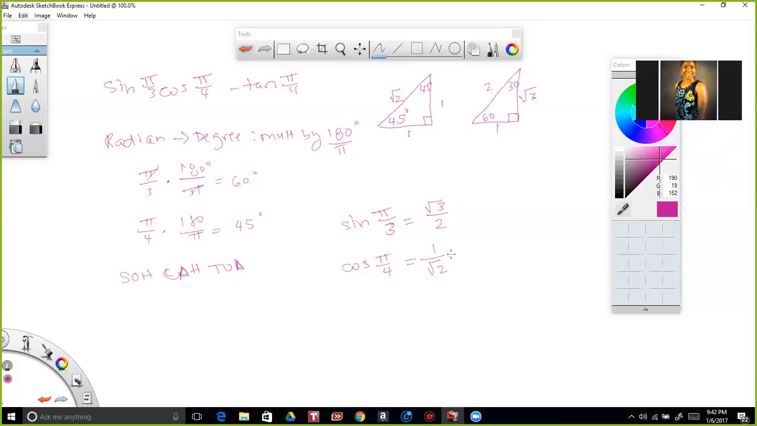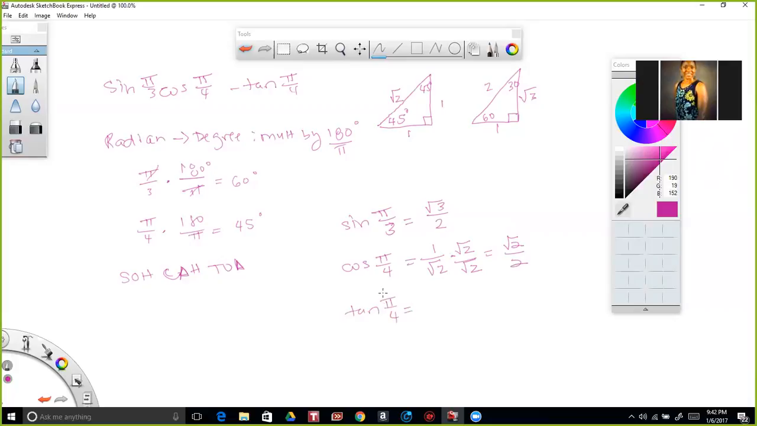We have the square root of 2 to rationalize this. I'll multiply the square root of 2 at the top and the bottom. That will give me the square root of 2 over 2, because the square root of 2 times the square root of 2 gives you the square root of 4, and the square root of 4 is 2. So we have that. Now, let's look at tangent. Tangent of pi over 4.